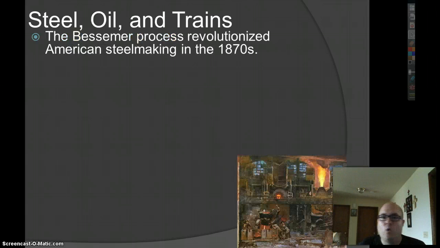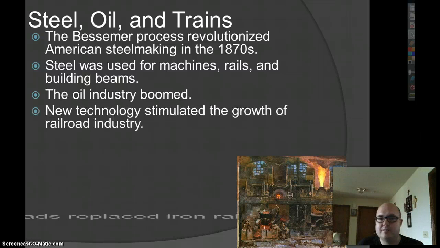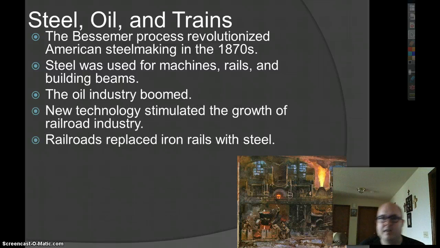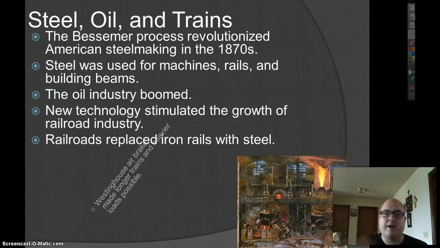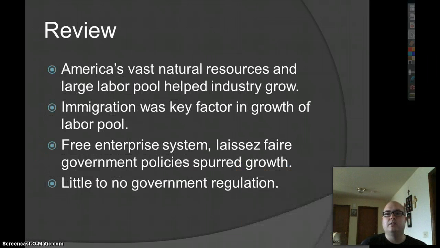All right, oil, steel, the train. This is big business here. Steel with Andrew Carnegie. Use machines. The Bessemer process is going to make steel making easier, more efficient, and able to become great. Railroads, you can use steel instead of iron. Westinghouse air brake made railroad cars, you have longer railroad cars now.